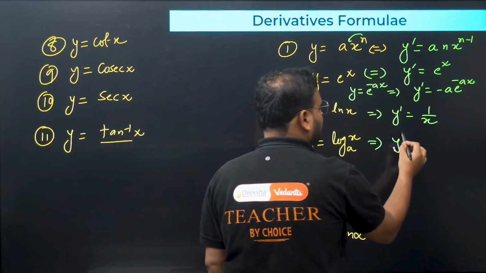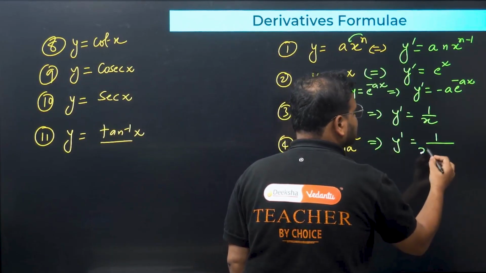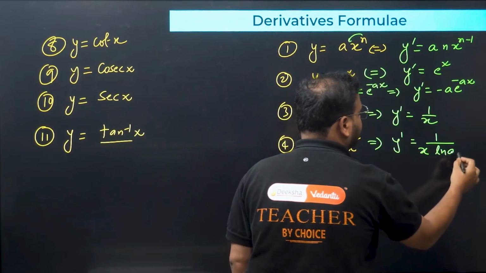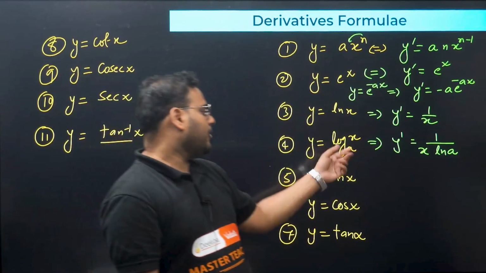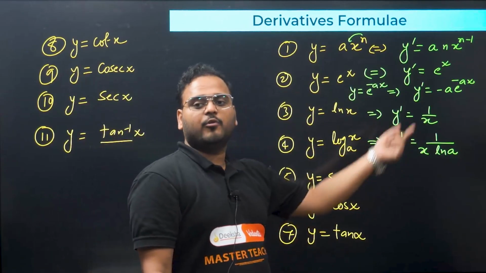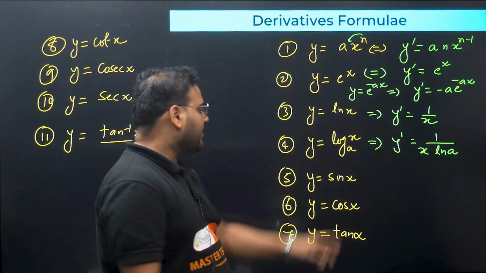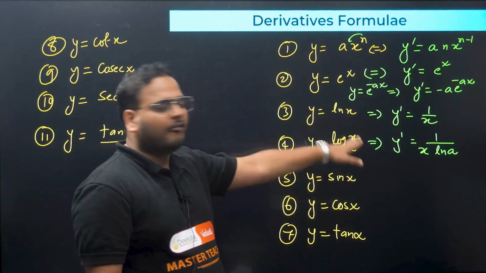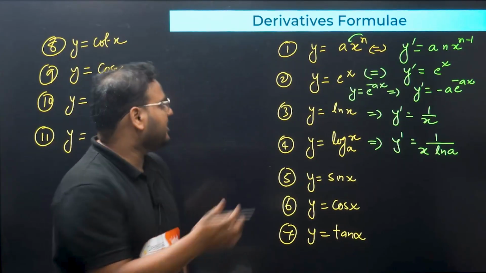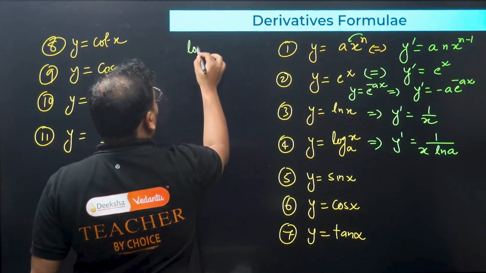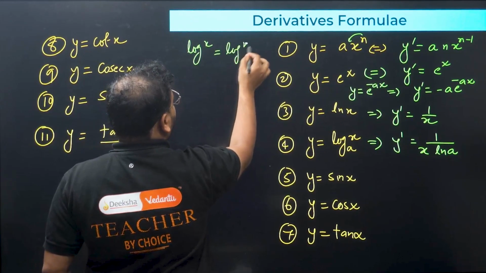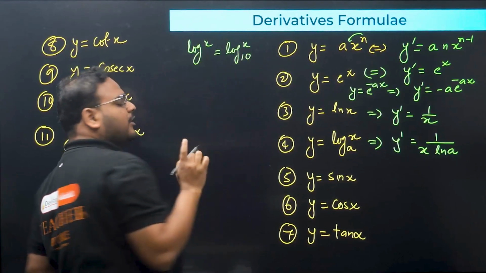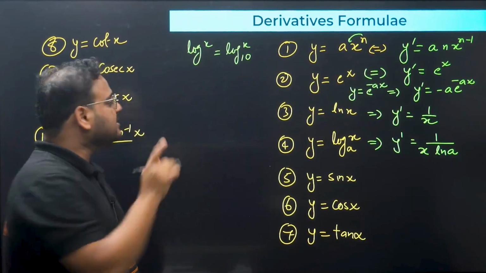So y dash will become 1 upon x times ln of a. If you have the base unknown over here, it will become 1 upon x ln of a. Sometimes we just write it as log of x. If you don't write anything, if I write log of x, what does it mean? It implies log of x to the base 10. Nothing written means the base is 10 actually.